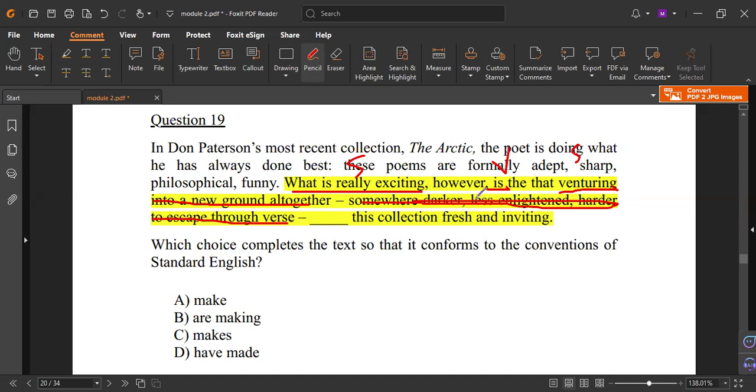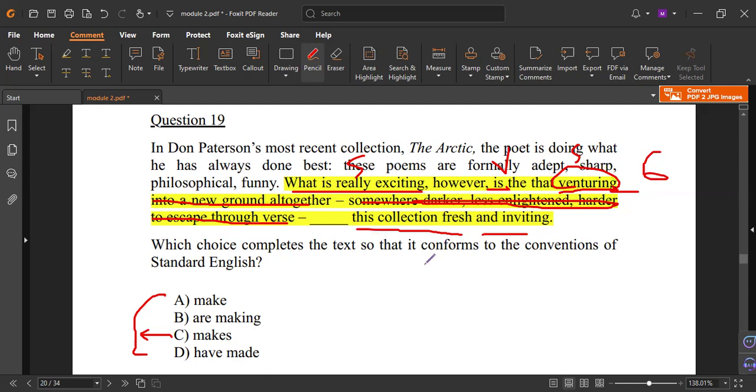And now I'm looking for venturing, do what? Does this collection fresh and inviting. Venturing here is a gerund, verb plus ing, and the gerund must be singular. So I need a singular verb, so it must be letter C. This is for the question, the structure.